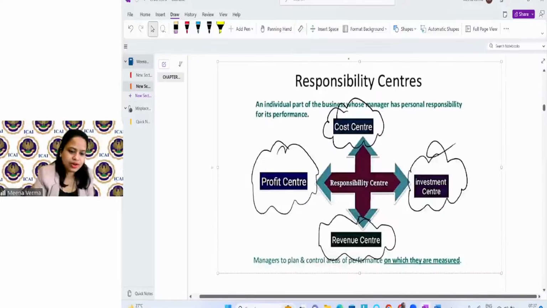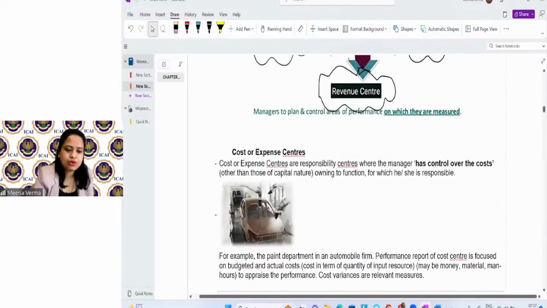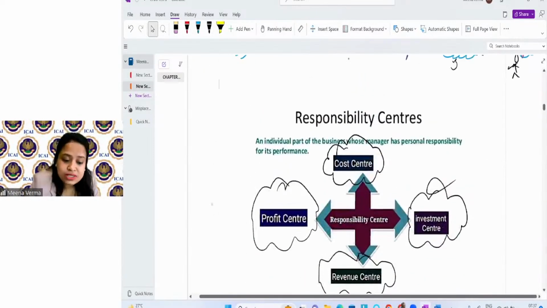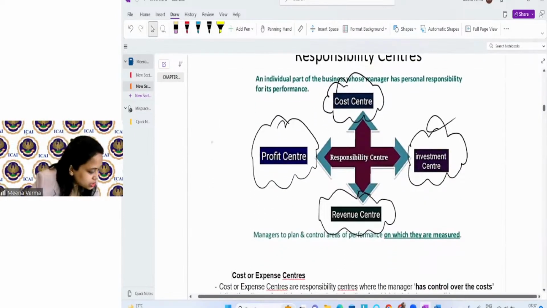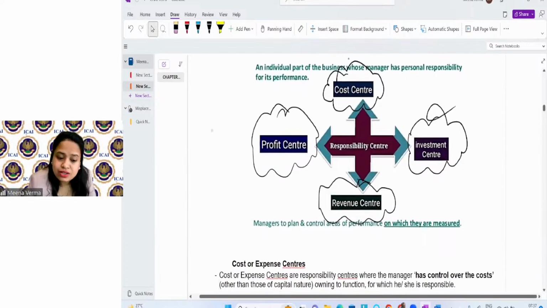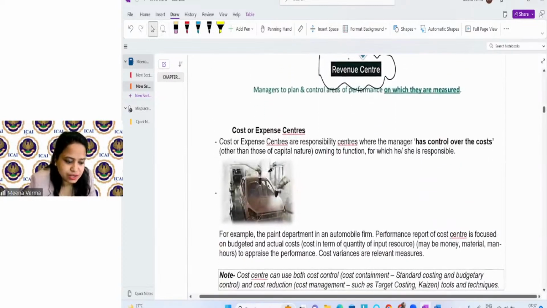All right, now let's talk about what is this profit center? What is a revenue center? What is cost center? What is investment center? Let's talk about it.